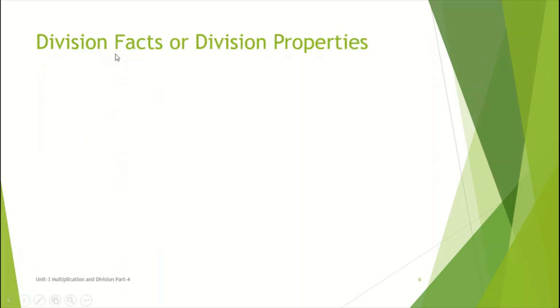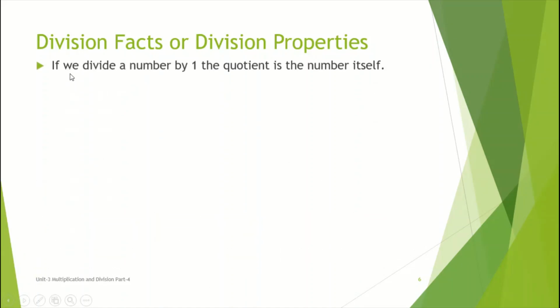Now we will see some division facts or division properties. The first property we have: if we divide a number by 1, the quotient is the number itself. For example, see 7542, this is the dividend. When this dividend is divided by 1, that is 1 as divisor, what will be the quotient? The quotient will be the number itself, that is 7542.